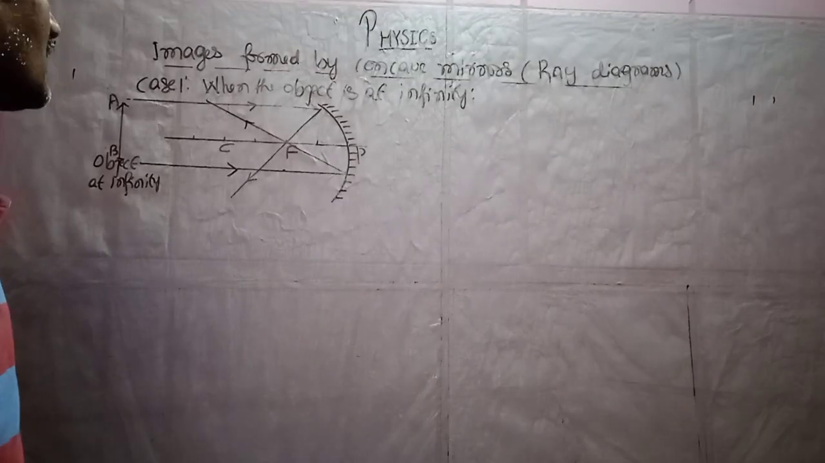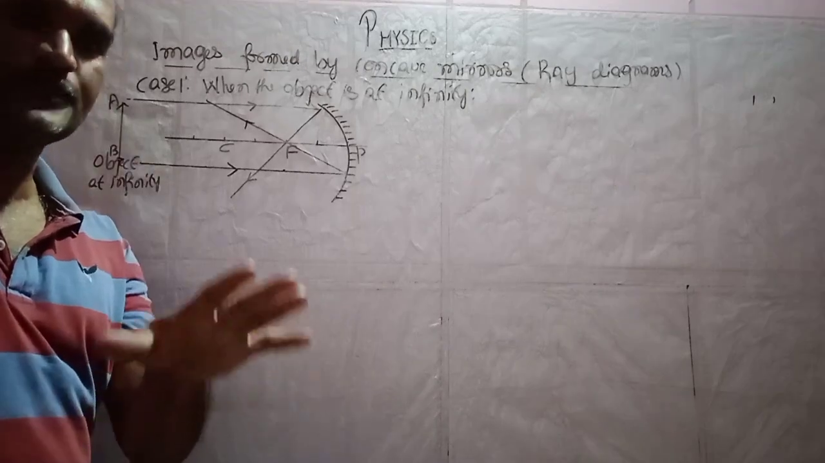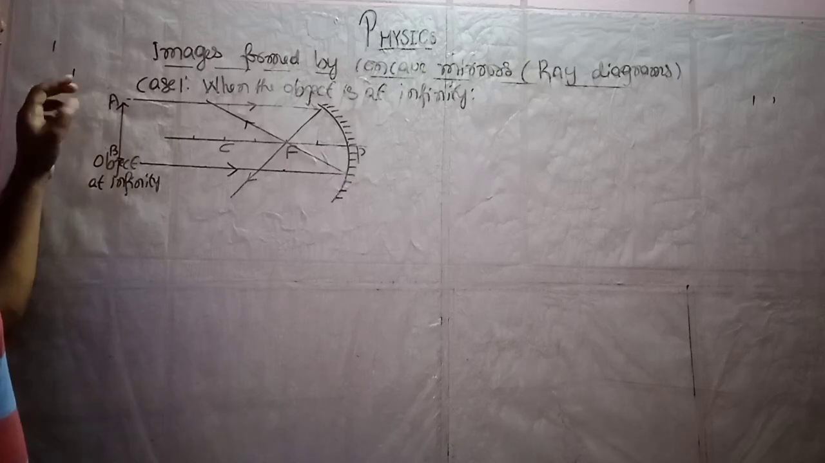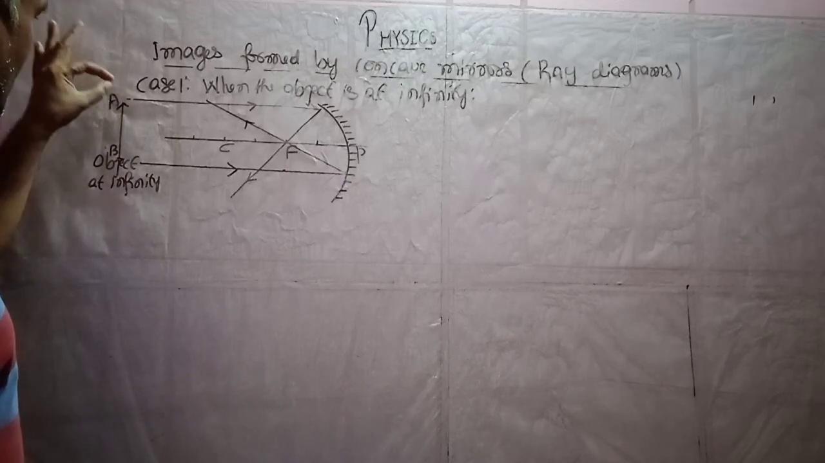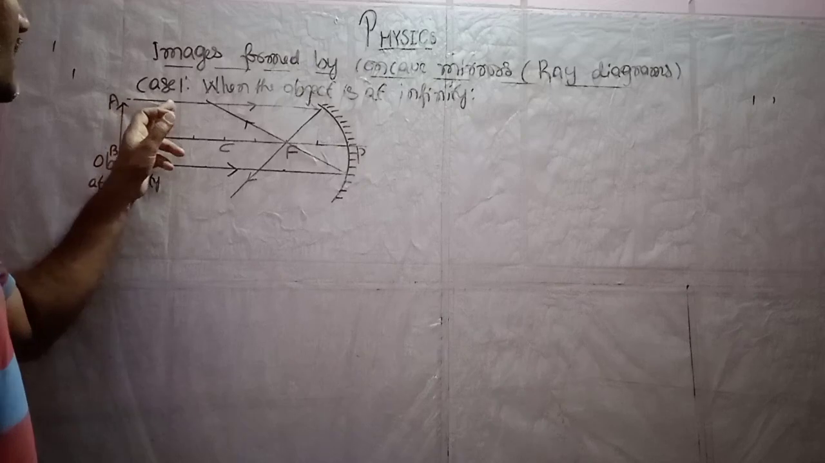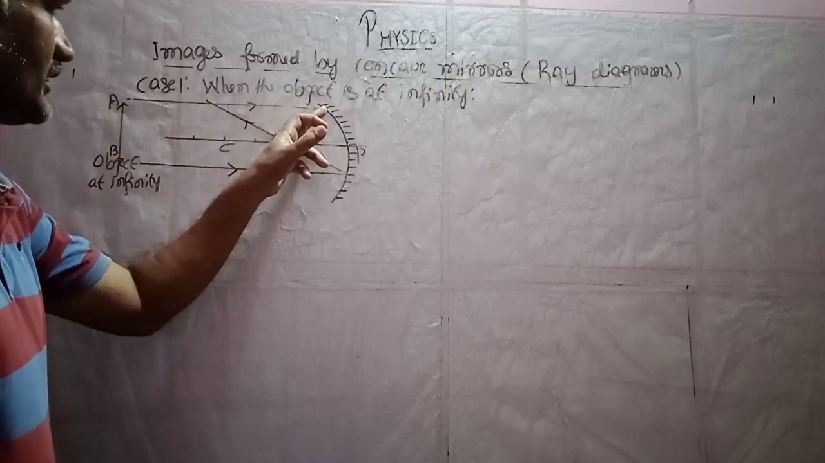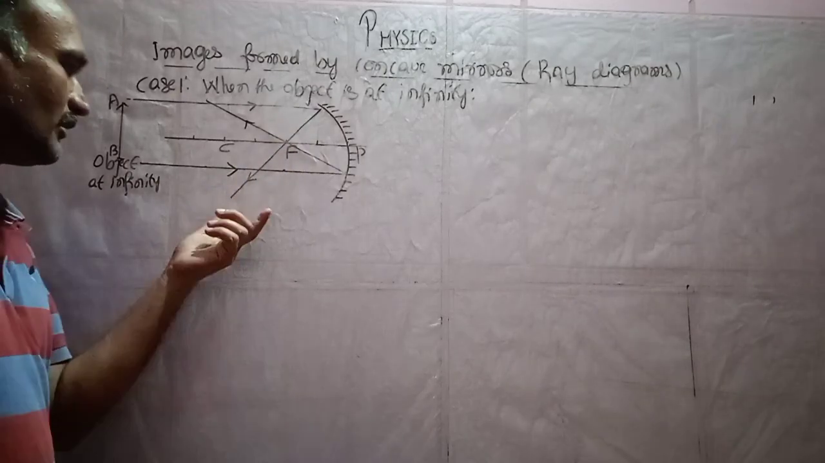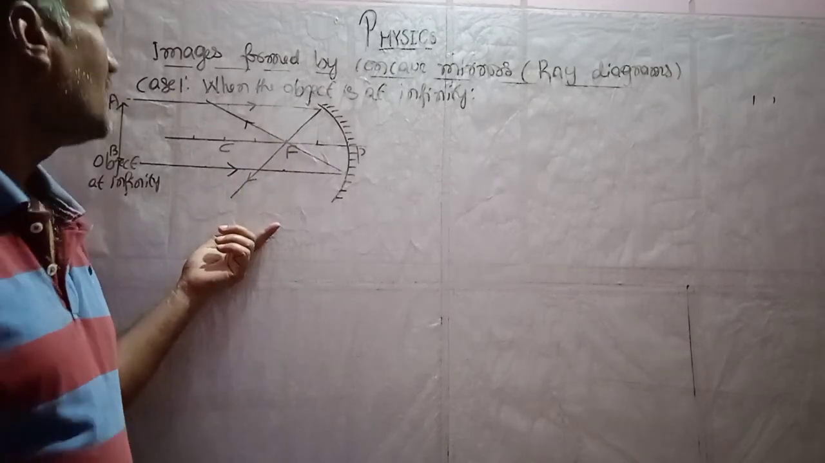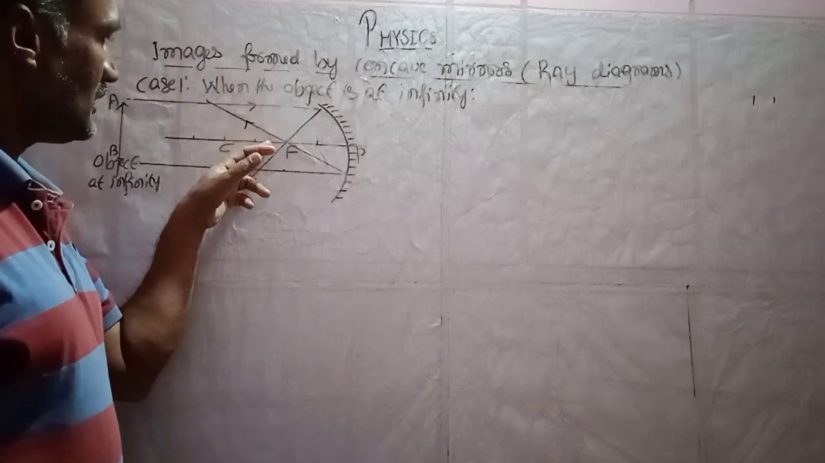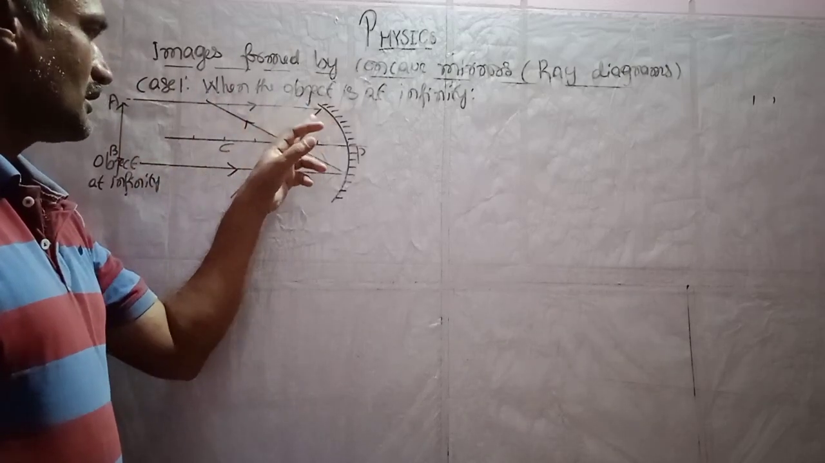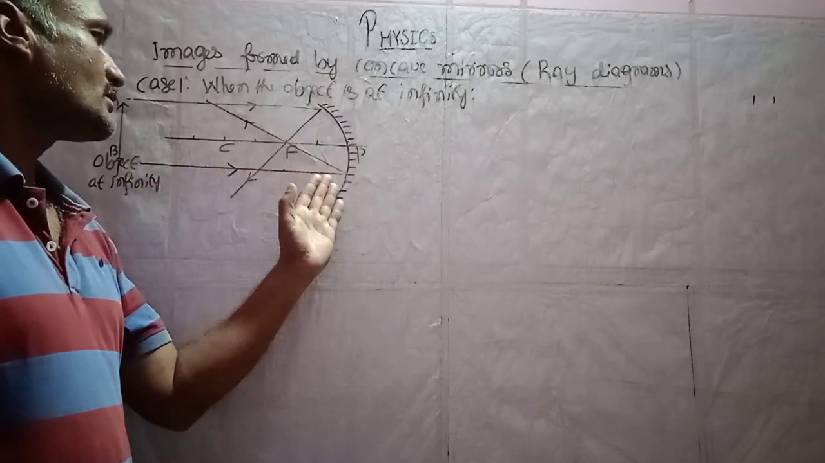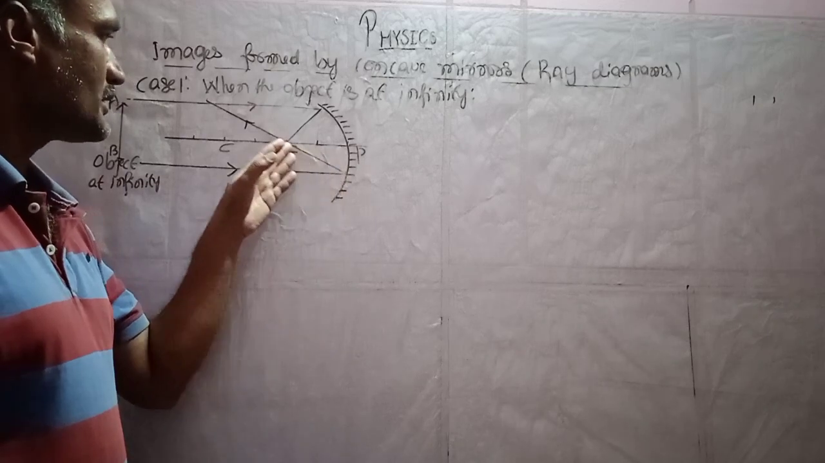So case number one. What is case number one? When we keep an object at infinity. Infinity means far away. When we keep an object at infinity, the ray emerges from here, is incident at this point, and after reflection it has to pass through the principal focus. Here we use rule number one. What does it say? A ray parallel to the principal axis, after reflection, passes through the principal focus. So here also, this ray parallel to the principal axis passes through the principal focus after reflection.